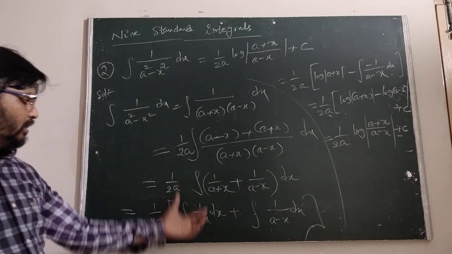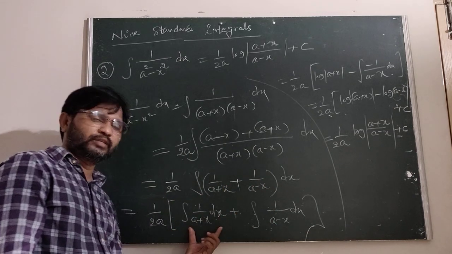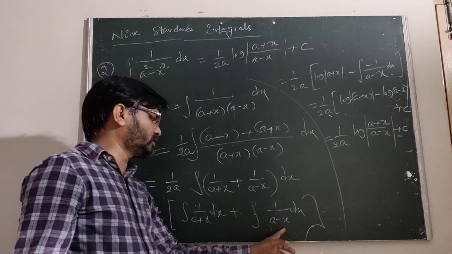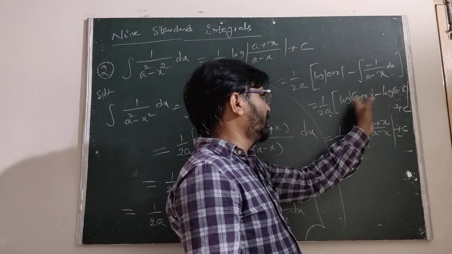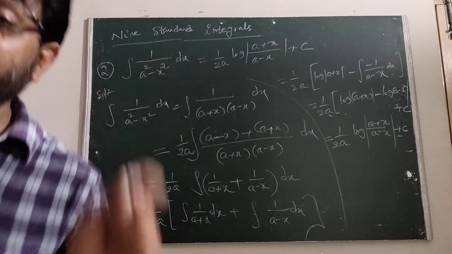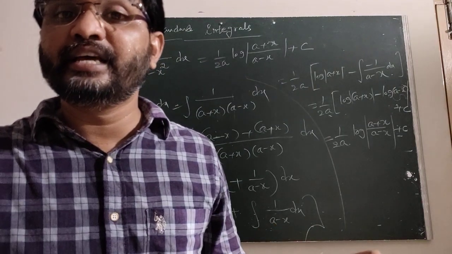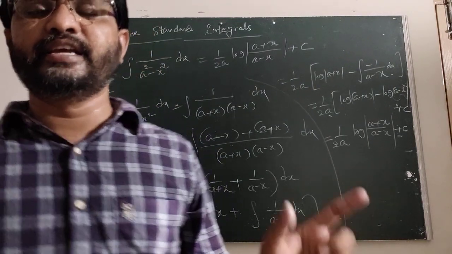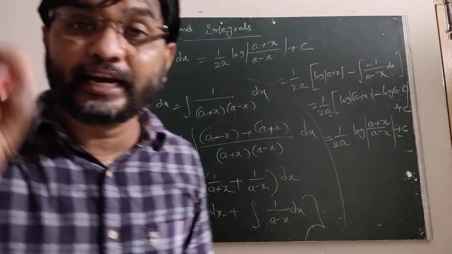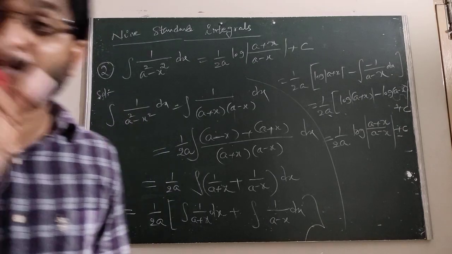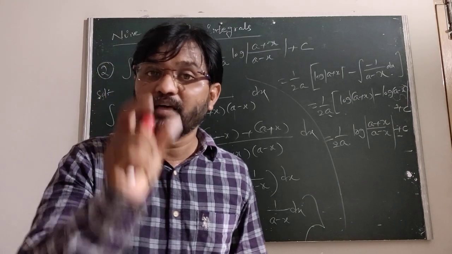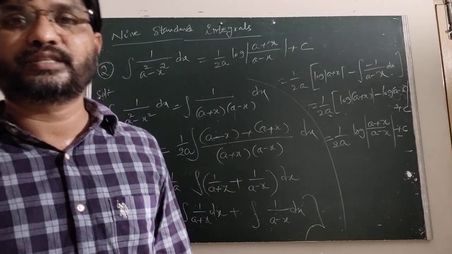Then you can write them separately. We have to take the integral separately. Then f dash x by f of x integrates to log mod of f of x. This is also f dash of x by f of x, log mod f of x. Log a minus log b is log of a by b. This is the formula of the integral 1 upon a square minus x squared dx, which is 1 by 2a log mod of a plus x upon a minus x plus c.